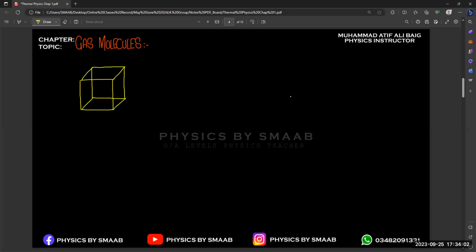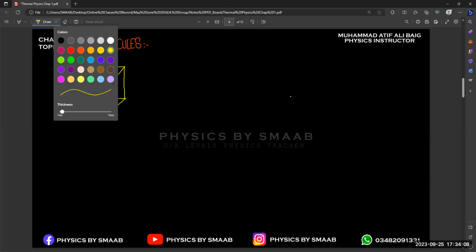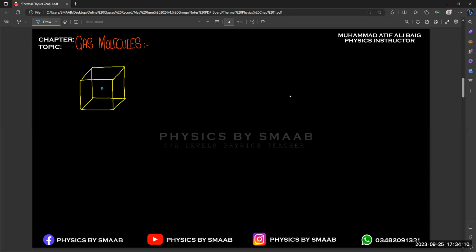right? So if we consider a 3D shape in which gas molecules are trapped, and if we consider a single gas molecule, you know that this gas molecule will move in any direction randomly with high speed. So let's suppose it collides at this point and then reflects back, or in a downward direction or any random direction, right? So basically when this molecule collides with the wall, this molecule applies some force on the wall, right?